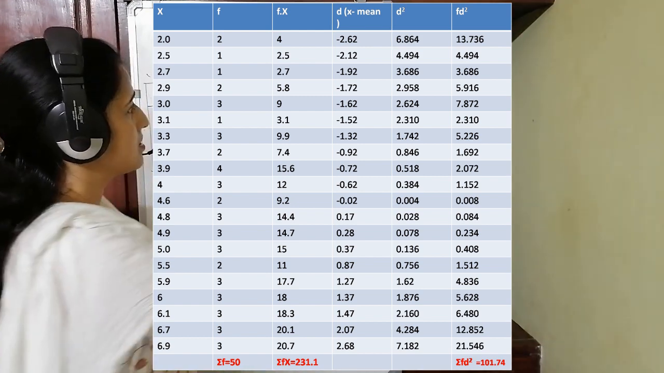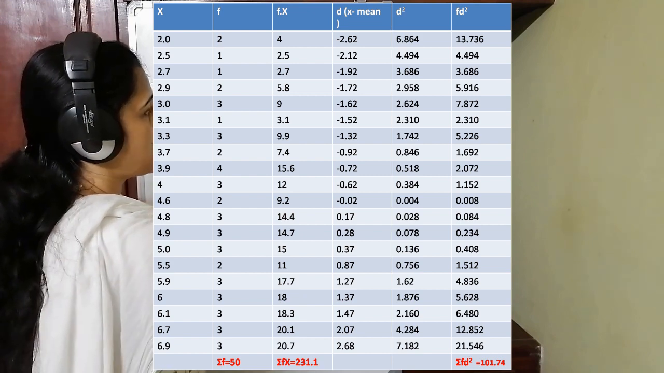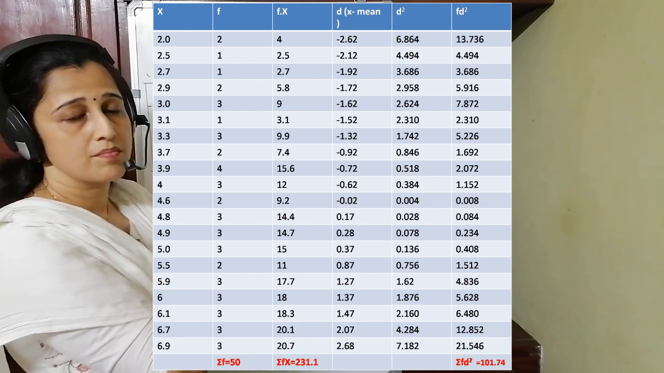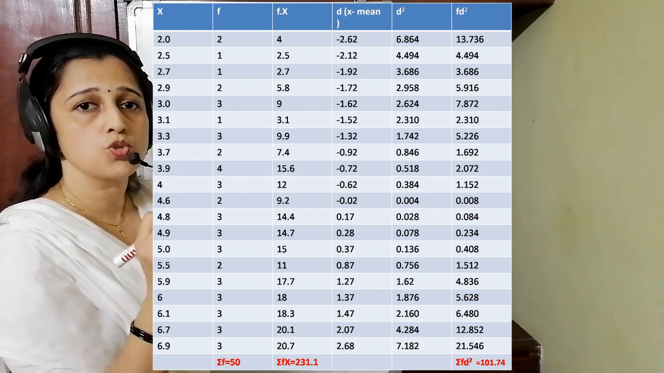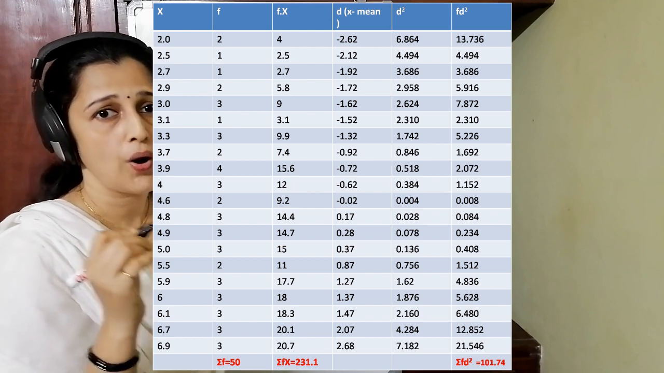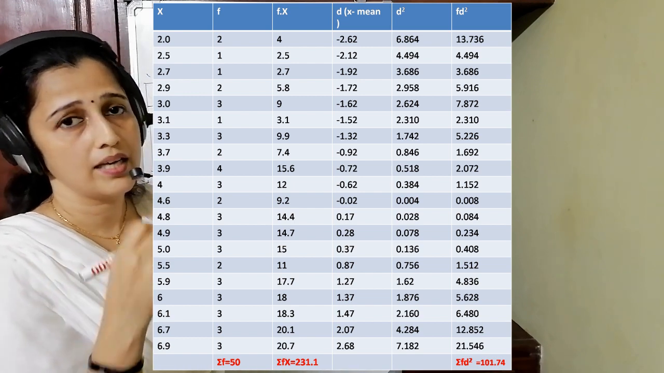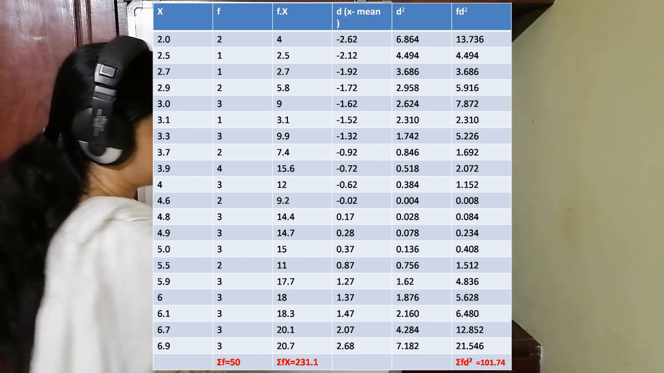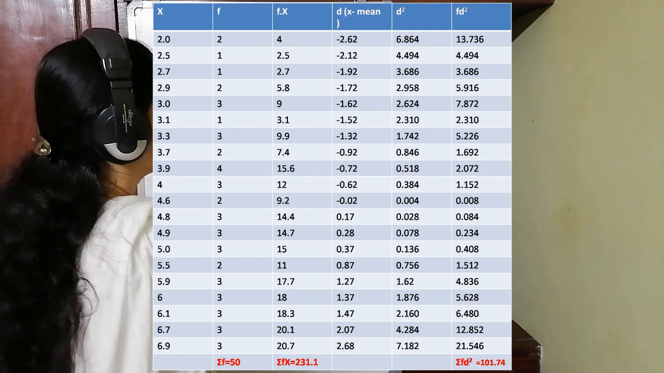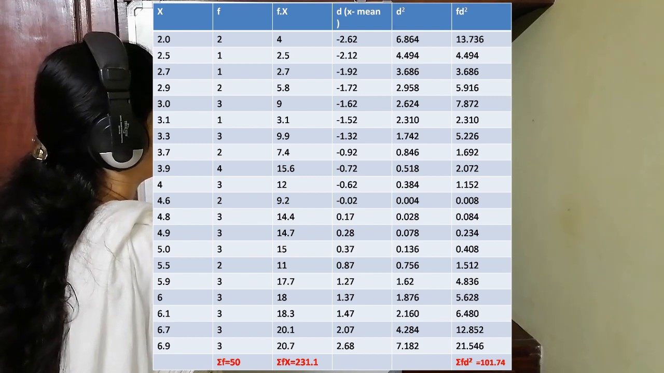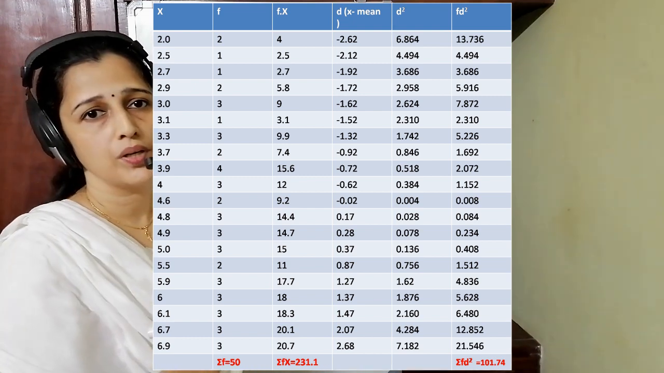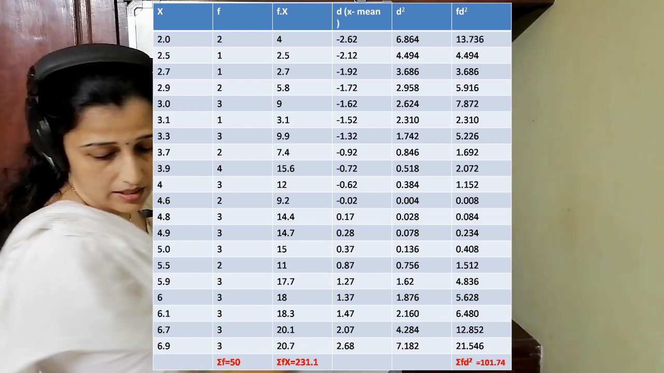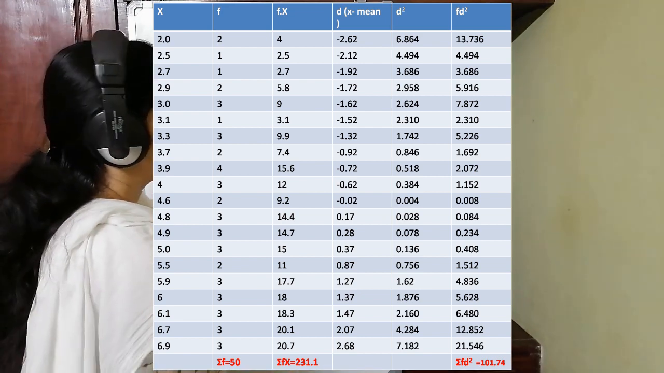After this, you have to square, and this part is D square. D square means negative 2.62 into negative 2.62, that gives 6.864. If you multiply a negative with a negative value, you get a positive value. Then negative 2.12 into negative 2.12 is equal to 4.494. Complete this table.